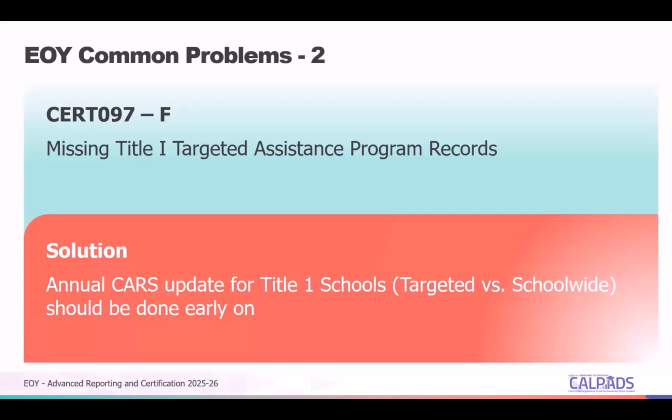So if your school is now designated school-wide and that's why you haven't submitted any Title I records, you need to update that in CARS so CALPADS is aware of that.